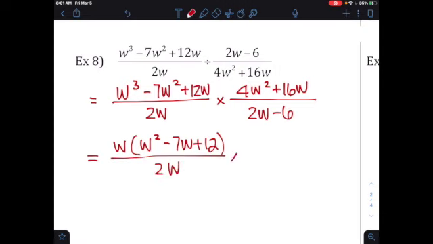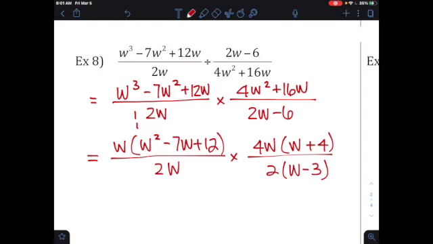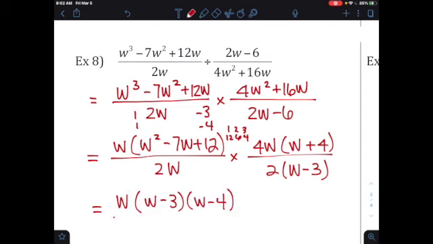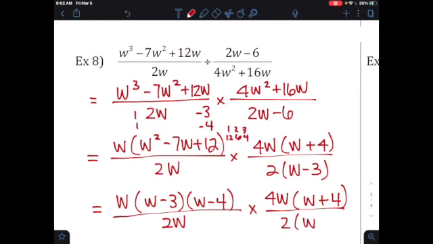That's 2w times, you have 4w, pull out, then you're left with w plus 4, and that will be 2 times w minus 3. Now right here you can do 1 and 12, 2 and 6, 3 and 4, and then both negative. So the next step could be you have w times w minus 3, w minus 4 over 2w times 4w times w plus 4 over 2 times w minus 3.